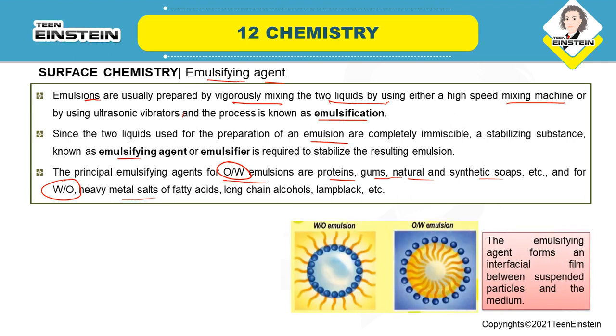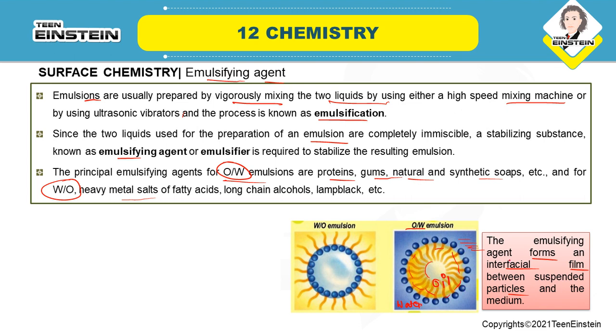So when we are using an emulsifying agent, it will form an interfacial film between the suspended particles and the medium. That means between the particles of the dispersed phase and the dispersion medium. So if it is an oil in water emulsion, that means oil is present in lesser amount. So this blue region is actually water, and this yellow colored region is basically oil.